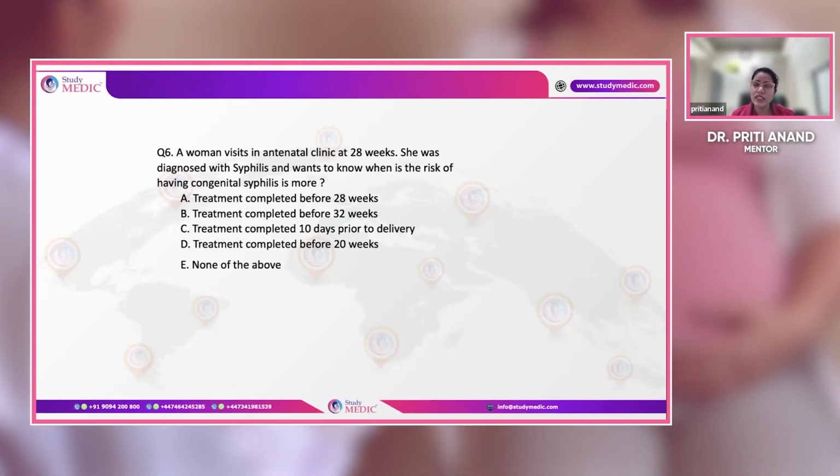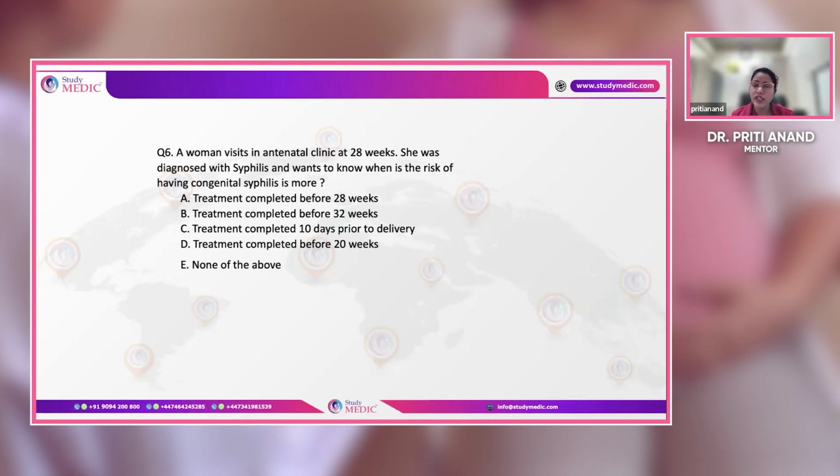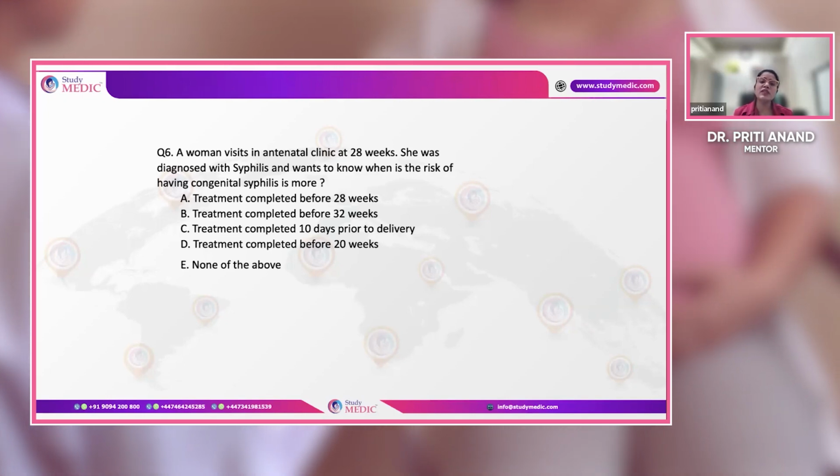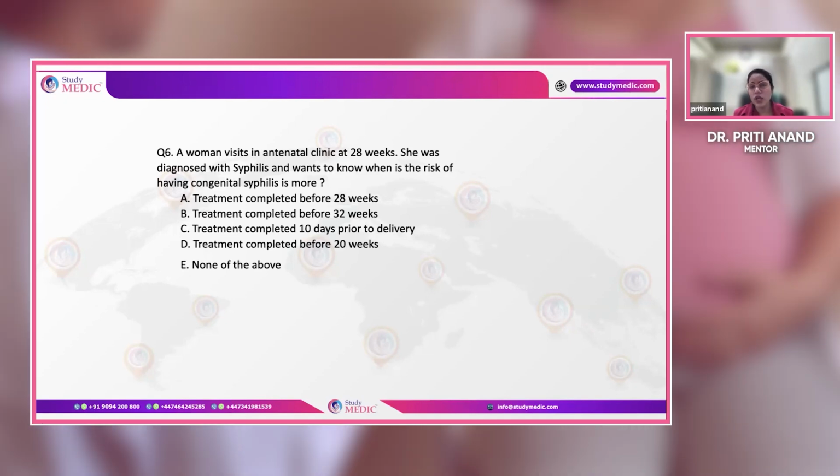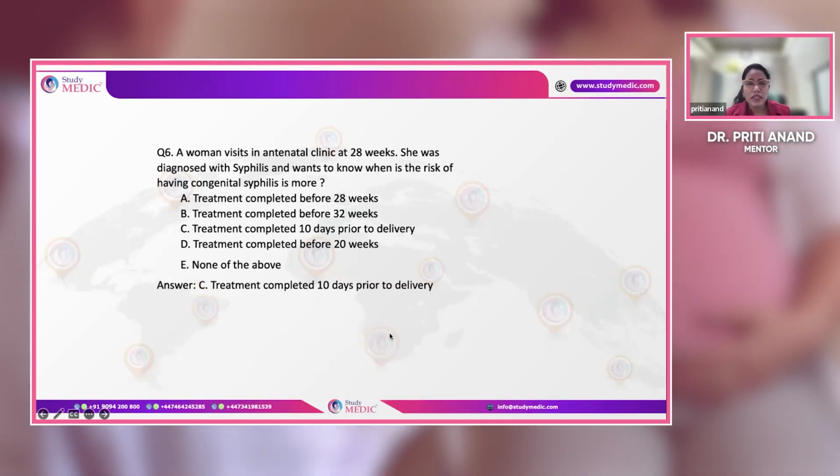Then the baby is considered at very low risk of congenital syphilis. If the baby delivers within 10 days of treatment completion, then the baby will be at high risk of having congenital syphilis. So the answer to this question is C.